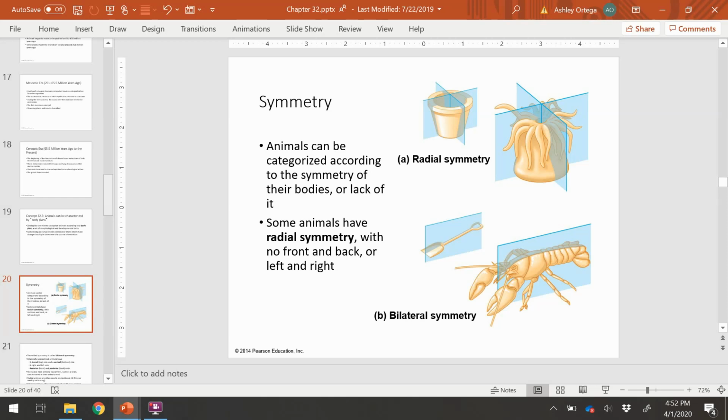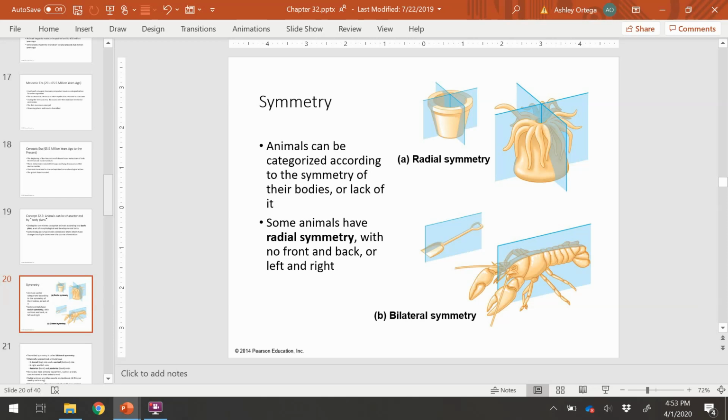Anything that has a circular nature, and when you cut it in half, it's going to be the same on each side. That's going to be radial symmetry. And then the bilateral symmetry can only be cut in half in one way for it to be equal on both sides. So here we have a shovel and a lobster as our examples.